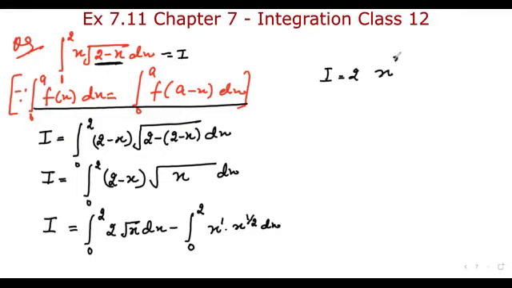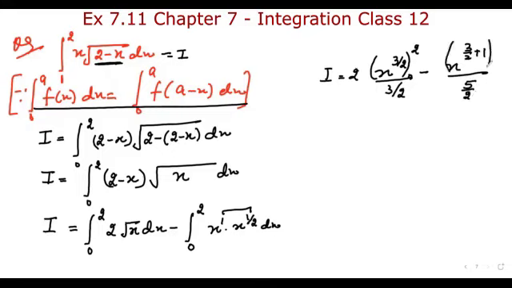Half plus 1 is 3 by 2, divided with 3 by 2 and taking the limit 0 to 2. Then minus, it is 1 plus half means 3 by 2. But again, to integrate, I have to add one more to it. 3 by 2 plus 1 will be 5 by 2. So I'm dividing with 5 by 2. Directly, I can multiply with 2 by 5 also. That depends on your understanding completely.